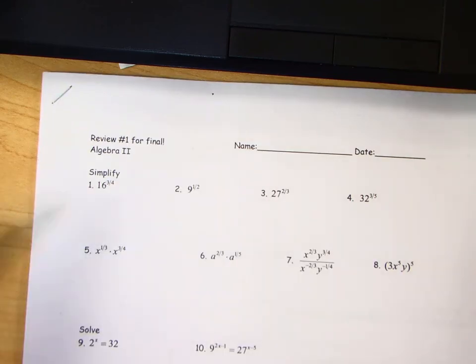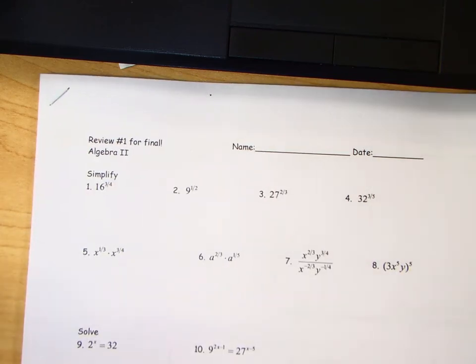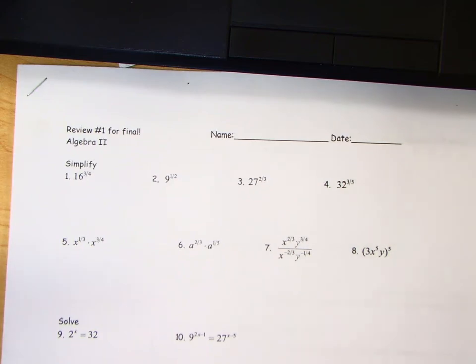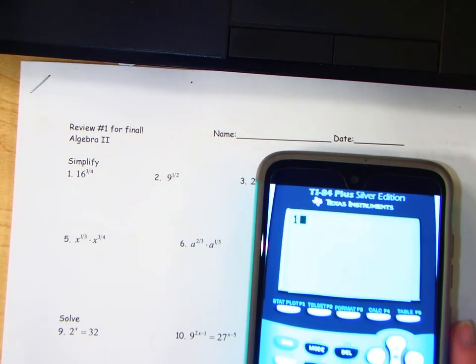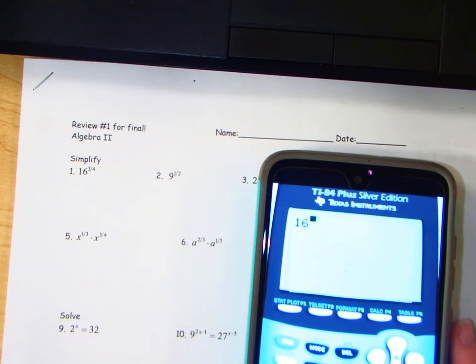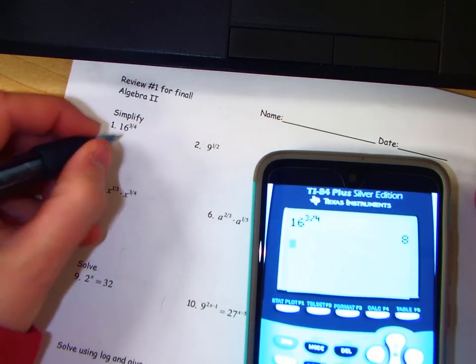For numbers 1, 2, 3, and 4, you can simply type these into your calculator to get an answer because they are all numbers. So if you do 16 to the 3/4, you yield an answer of 8.